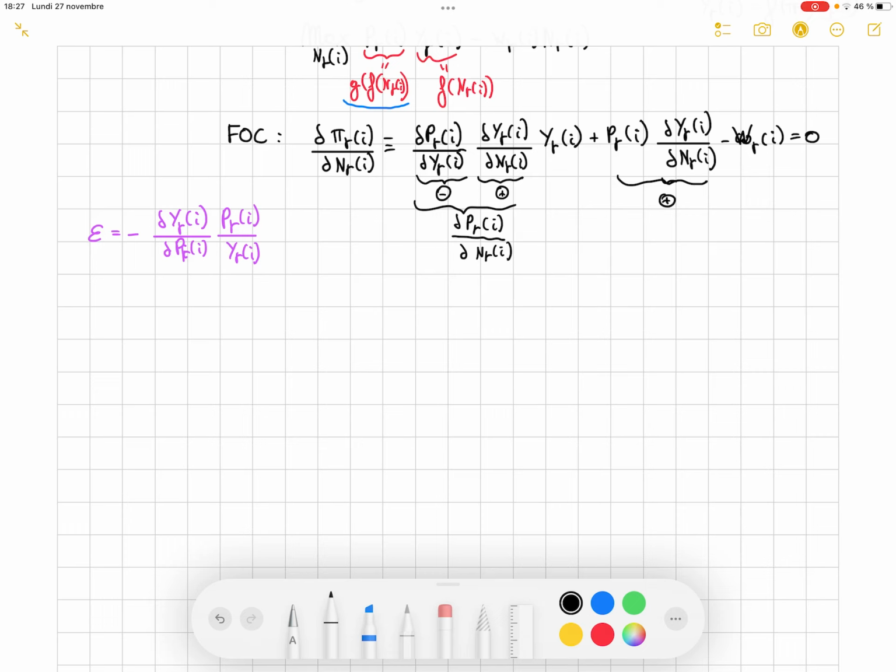And so from the first order condition, we can basically rewrite that -1 divided by this epsilon. Sorry, I still call it eta for some reason. I don't know why I have this bias. So -1 divided by epsilon multiplied by the price, multiplied by the derivative of the production with respect to labor.